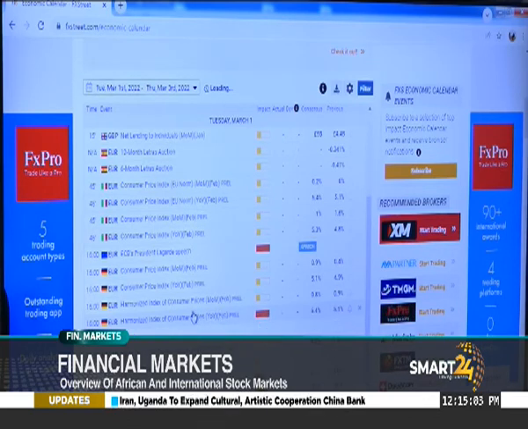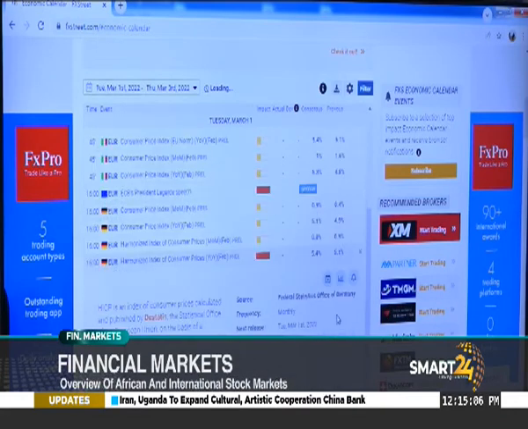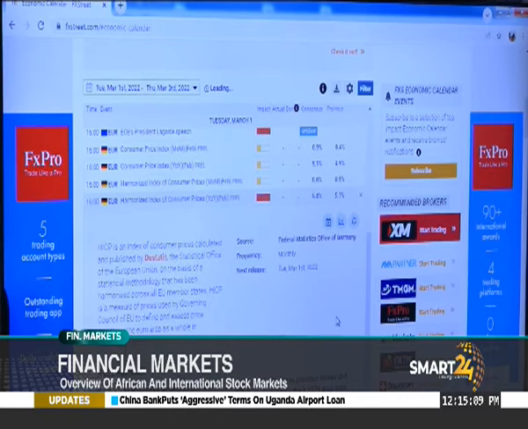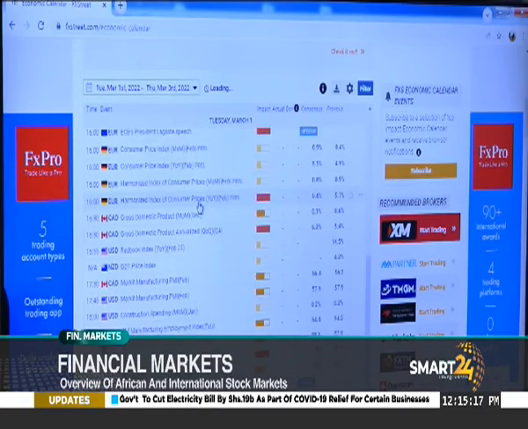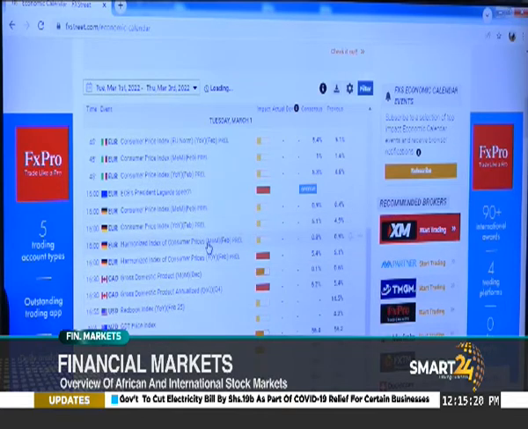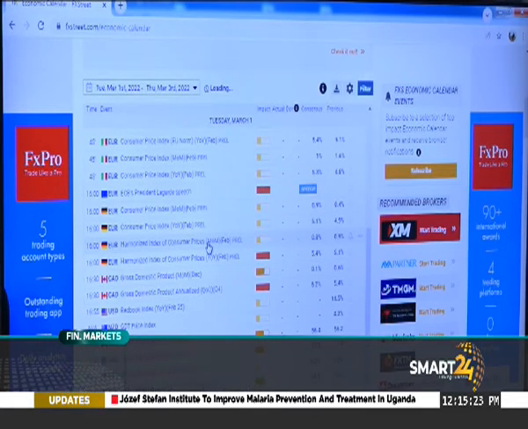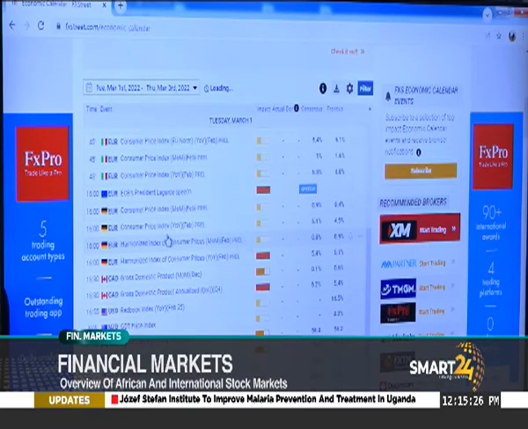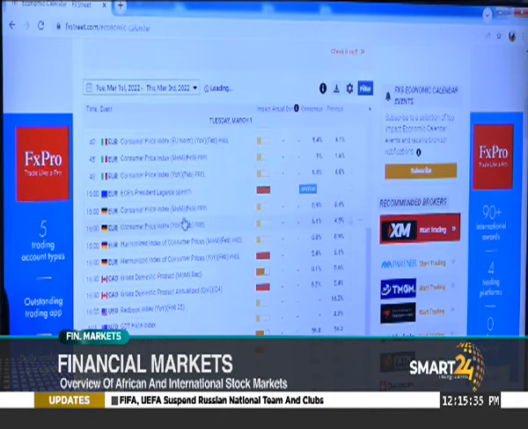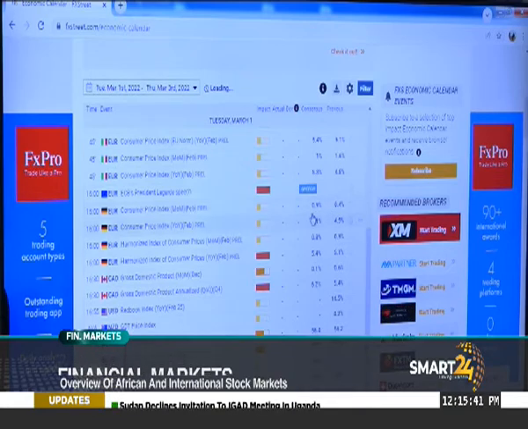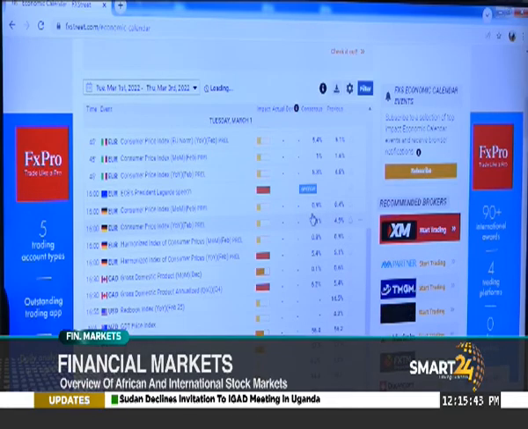So for this event here, the previous figure was 5.1%. The expected figure is 5.4%. So it looks positive for the euro. It's a high impact event. Then the other events, there is a harmonized index of consumer prices, which is month over month. Then there is consumer price index rising from 4.9% to 5.1%. That is year over year. And month over month, the previous figure is 0.4%, and the consensus is 0.9%.